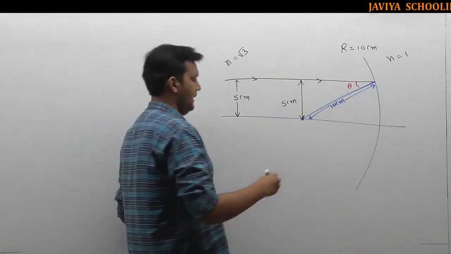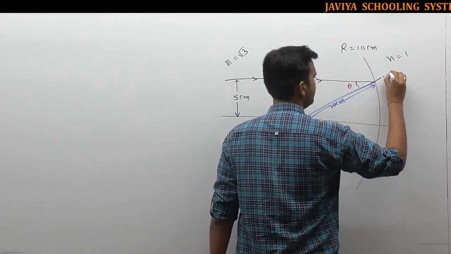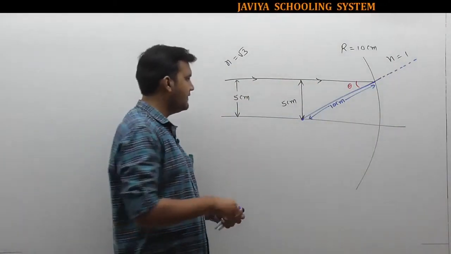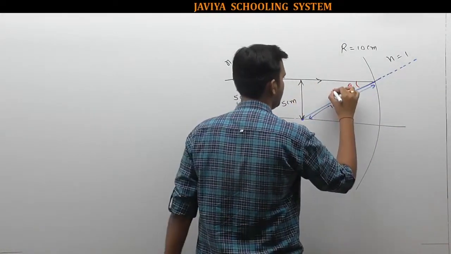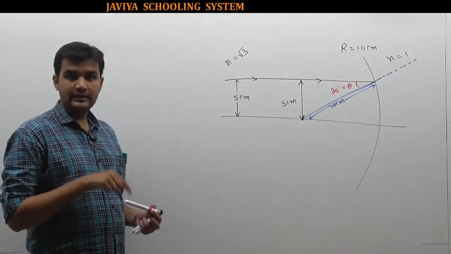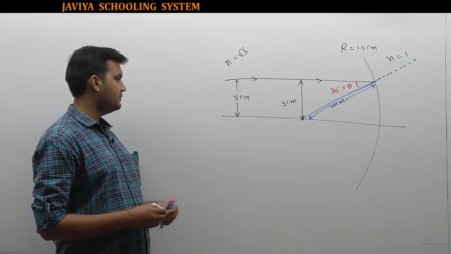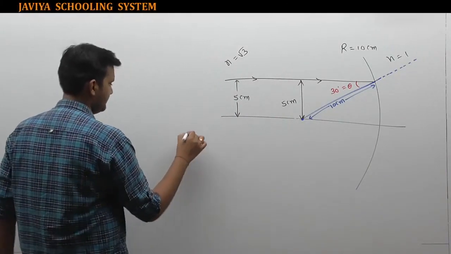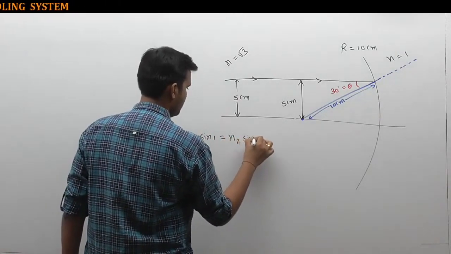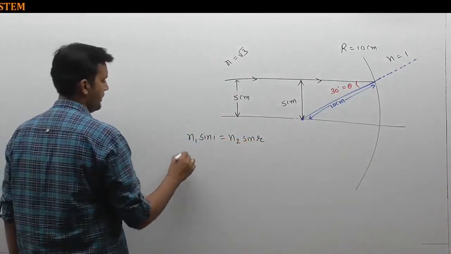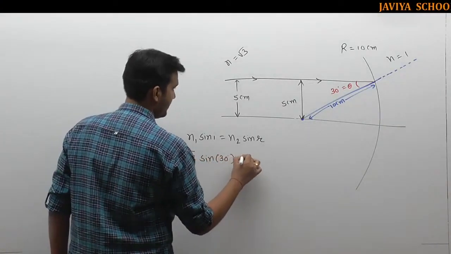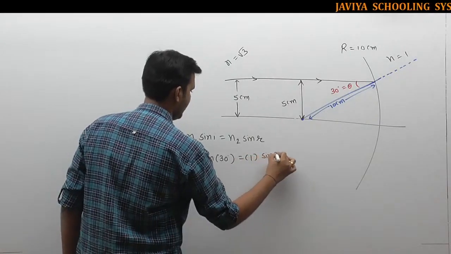Because this is perpendicular, no? So if this is 5 and this is 10, then you will tell me, okay sir, this is 30 degree. So it is the incident angle. Now what is the formula? N1 sin i equals N2 sin r. What is N1? √3. What is the incident angle? 30. What is N2? 1. So what is the refracting angle r?